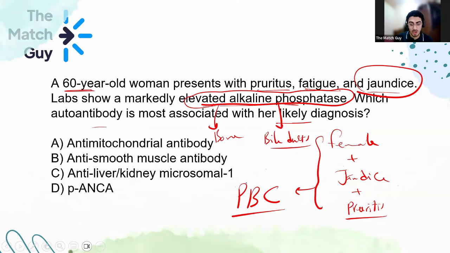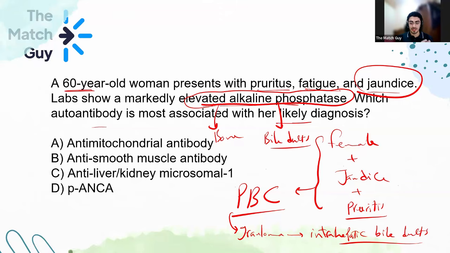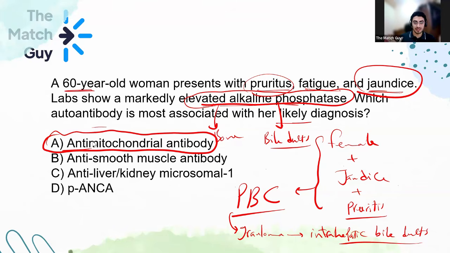Primary biliary cholangitis, which is basically a granulomatous disease affecting the intrahepatic bile ducts. That's why these patients can present with the jaundice and the pruritus because of the bile acids under the skin. So what is the autoantibody associated with primary biliary cholangitis? Anti-mitochondrial antibody. Again, the name looks weird. Anti-mitochondrial in a bile duct disease. Please memorize it, okay? Anti-mitochondrial antibody.